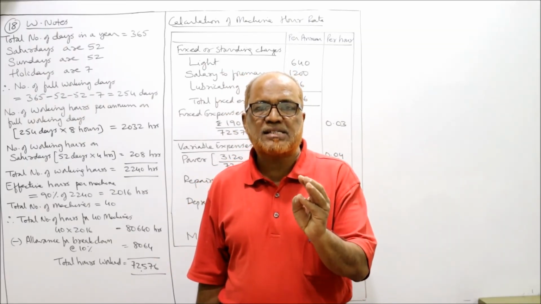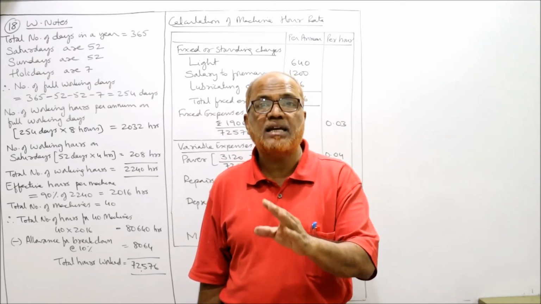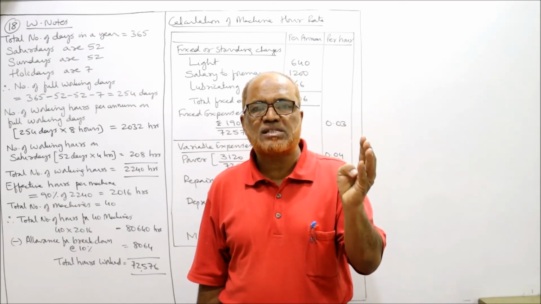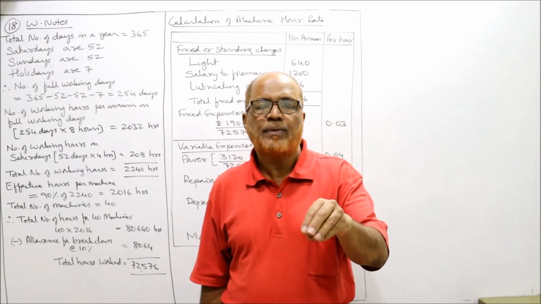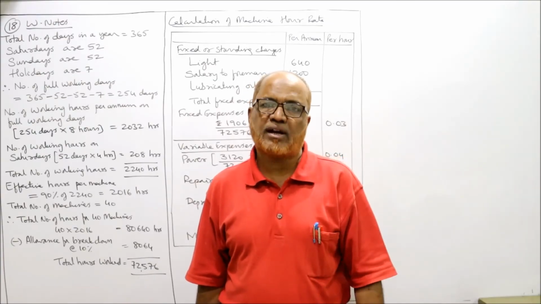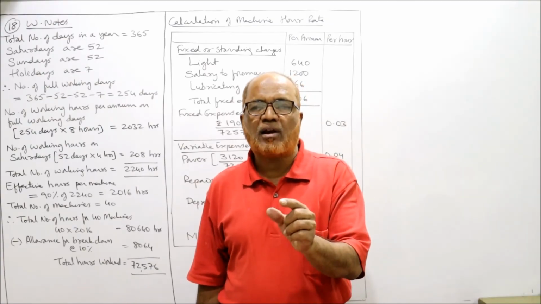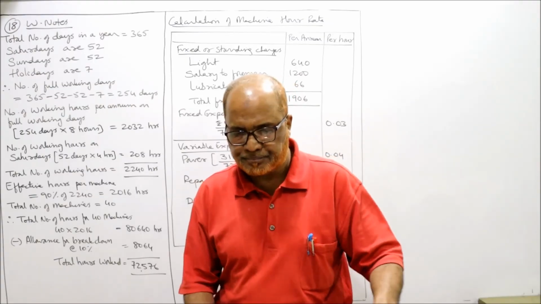So excepting Saturday, all the other working days, the factory works for 8 hours. Monday, Tuesday, Wednesday, Thursday, Friday: these 5 days, 8 hours per day. On Saturday, 4 hours per day. Sunday, no work at all. So first of all, we calculate how many are the effective working hours during the year.